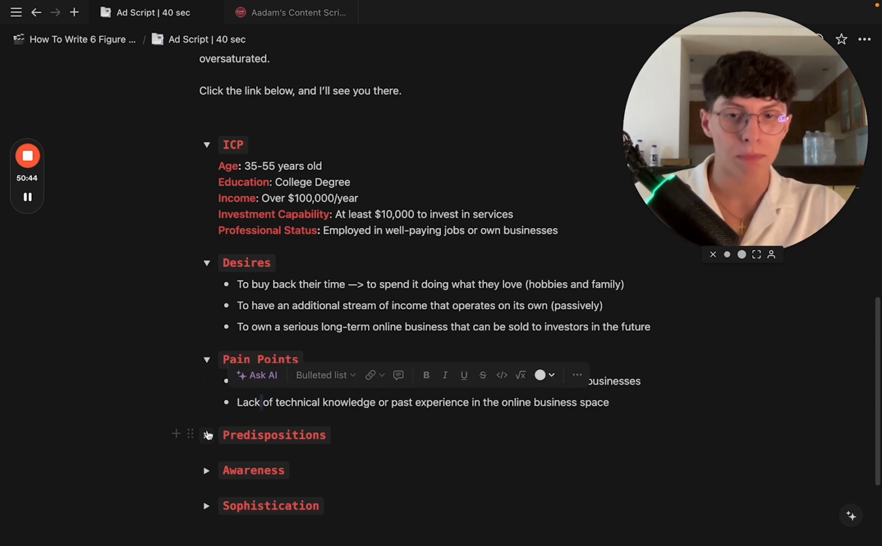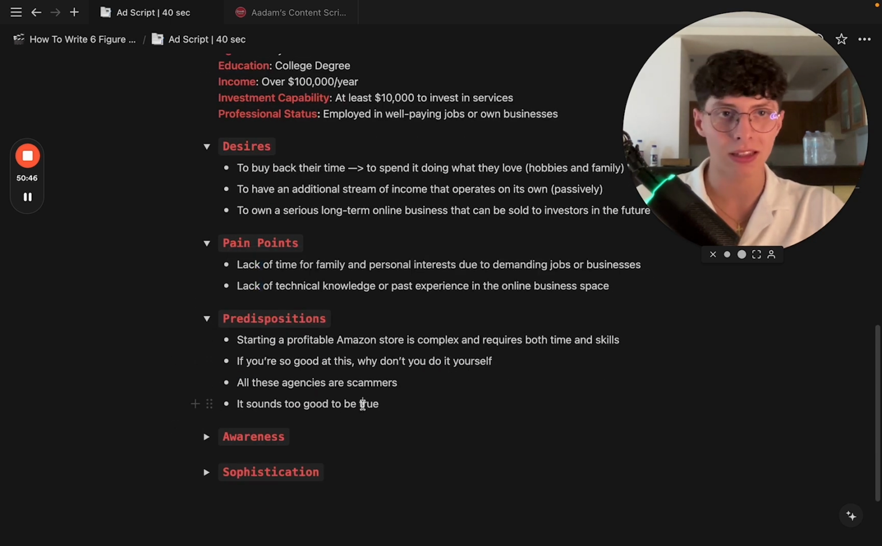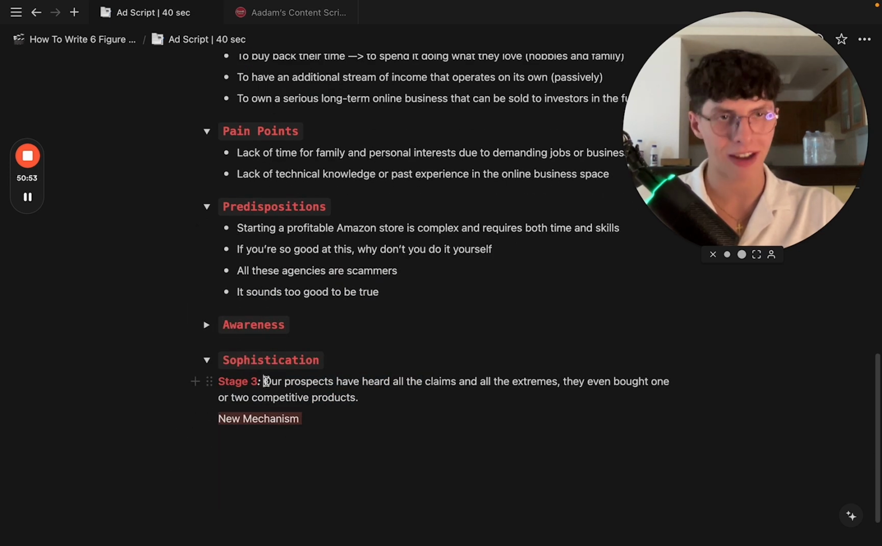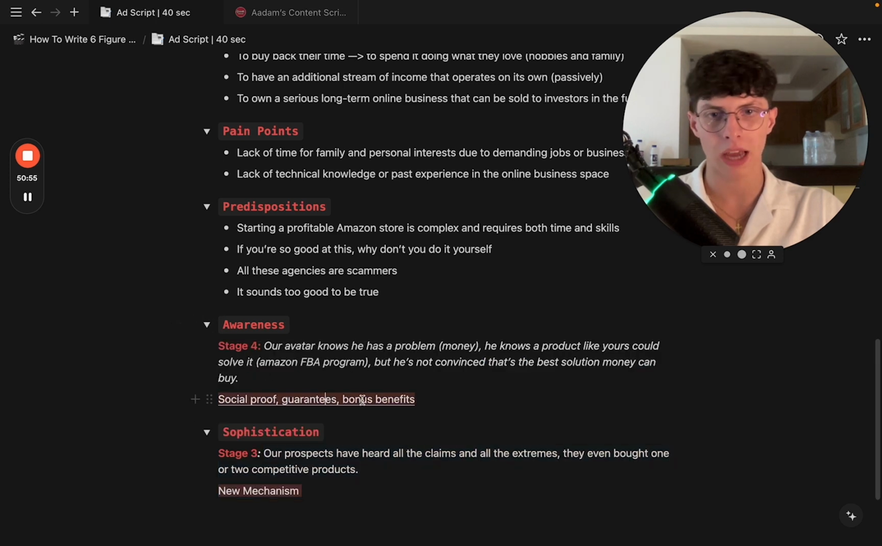Then let's look at the predispositions. The more sophisticated they are, the more predispositions they have. Here we were at a sophistication level 3, so they definitely have some predispositions, and awareness, as we said earlier, stage 4. So what are their predispositions? Starting a profitable Amazon store is complex and requires both time and skills. If you are so good at this, why don't you do it yourself? All these agencies are scammers. It sounds too good to be true. So it sounds too good to be true, and if you're so good at this, why not do it yourself?